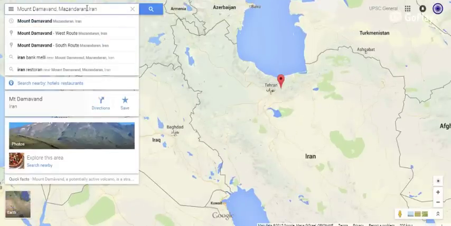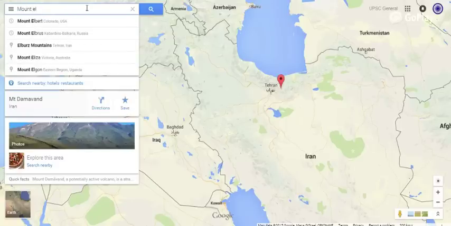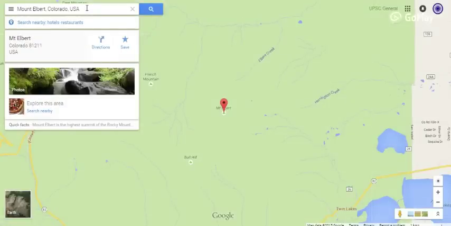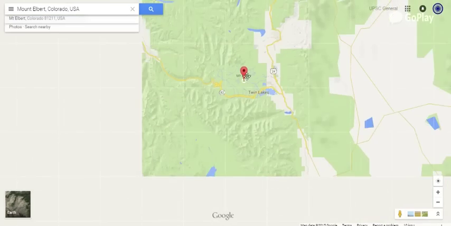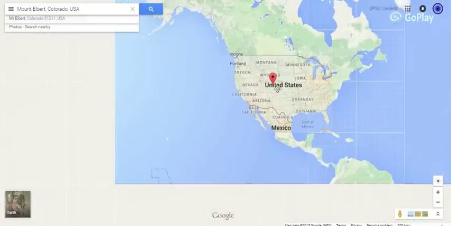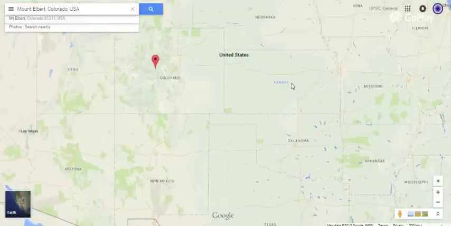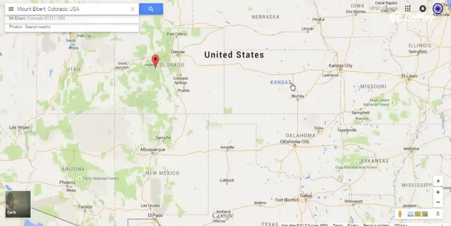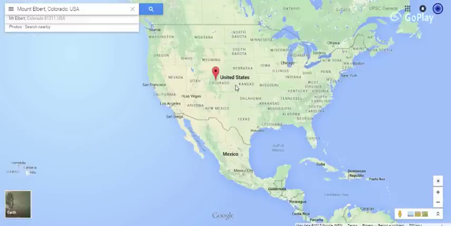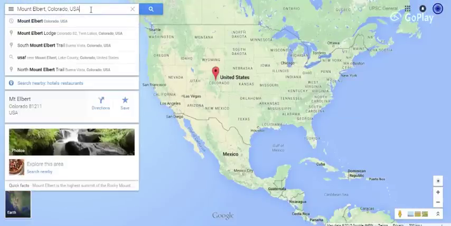Next, let's look at Mount Elbert. Mount Elbert is in the United States, and it is the highest peak in the Rocky Mountain range. It is present in the state of Colorado, and in this region we find a national park called San Isabel National Forest. So this is in the United States, the highest peak in the Rocky Mountain ranges.